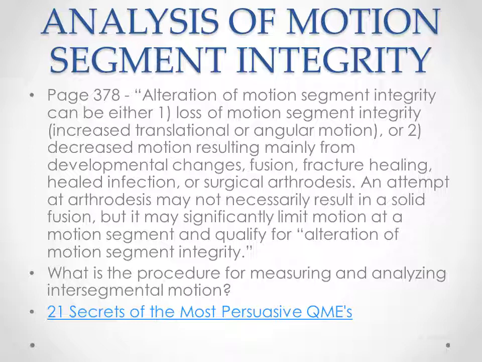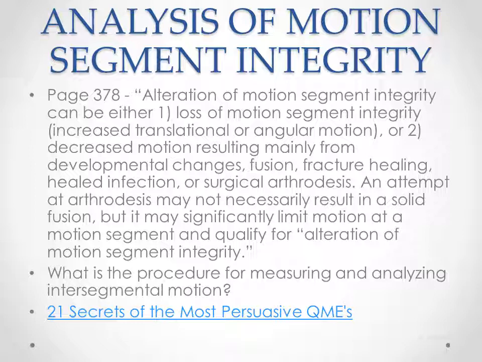So you need to get comfortable with preparing your permanent impairment conclusions as relates to decreased motion. And the guides give us several suggestions or ideas as to what can cause decreased motion. They say it can be a result of developmental changes. It can be the result of a surgical fusion. It can be the result of a fracture healing. It can be the result of a healed infection. Or it can be the result of a surgical arthrodesis. Well, surgical arthrodesis is a surgical fusion. So when they refer to fusion, they're talking about congenital defect, such as a blocked vertebra.